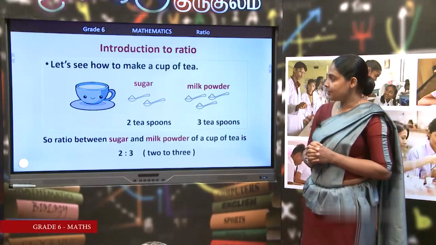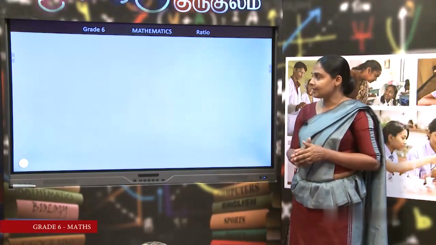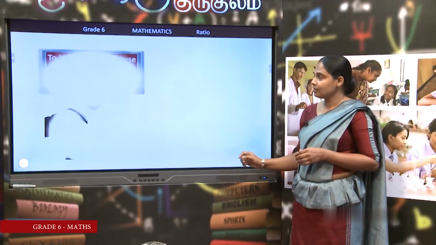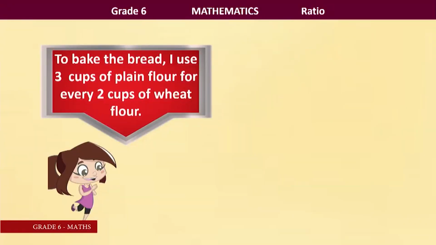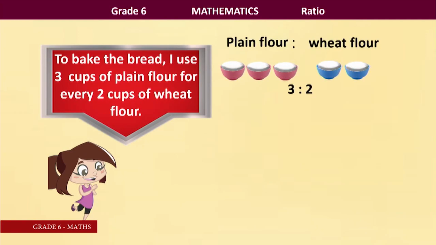Then for further explanation, let's go to another example. Do you like to name her as Anne? She says, to bake the bread, I use 3 cups of plain flour for every 2 cups of wheat flour. Then how we can write down the ratio? Plain flour to wheat flour. There are 3 cups of plain flour and 2 cups of wheat flour. Then the ratio is 3 to 2.